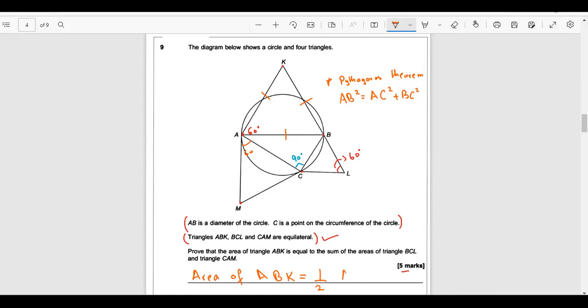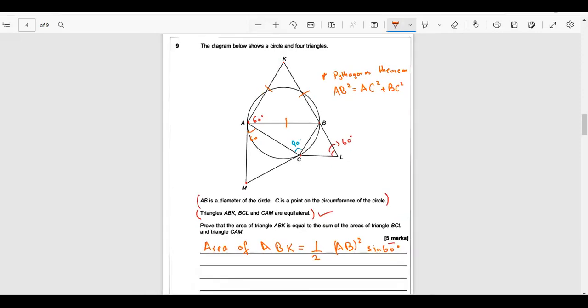So I can write it down as half AB squared into sine of 60 degrees. I don't care about which exactly two sides these are. The fact that all the angles will be 60 degrees and all the sides will be equal, so this is perfect. This is for the area ABK.